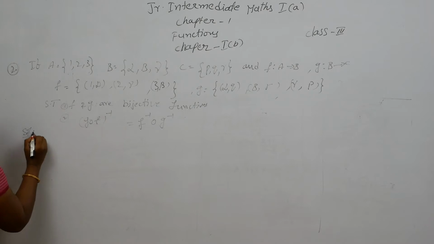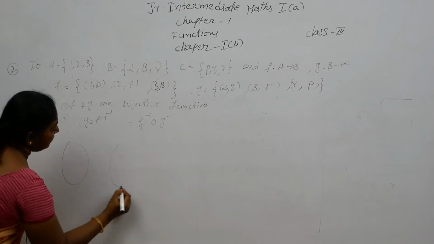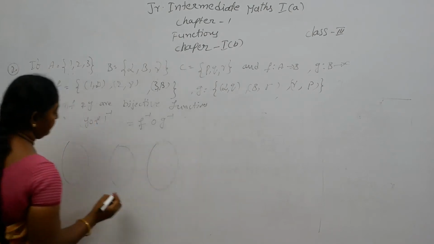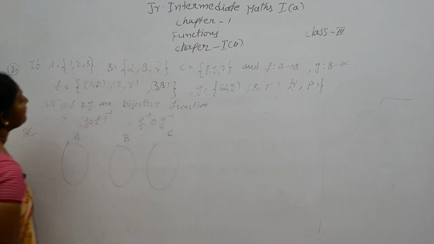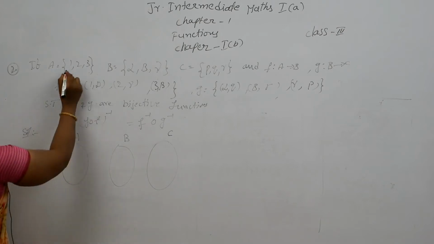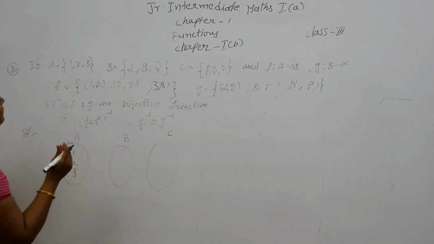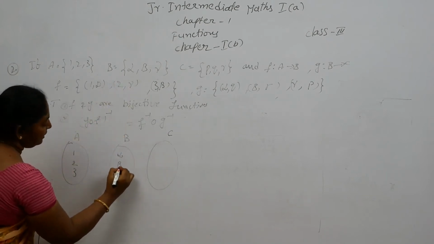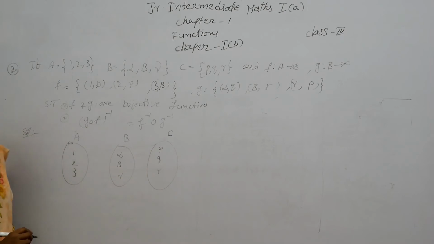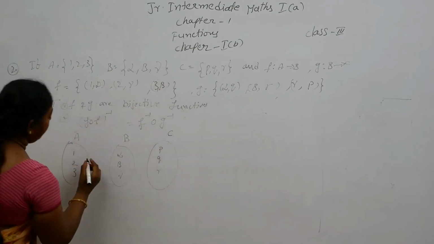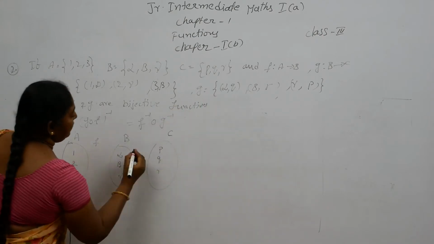Solution. First, we draw the three sets. This is A, B, C. In A the elements 1, 2, 3 are given. B has elements alpha, beta, gamma and C has elements P, Q, R. These are given, and f from A to B and g from B to C.